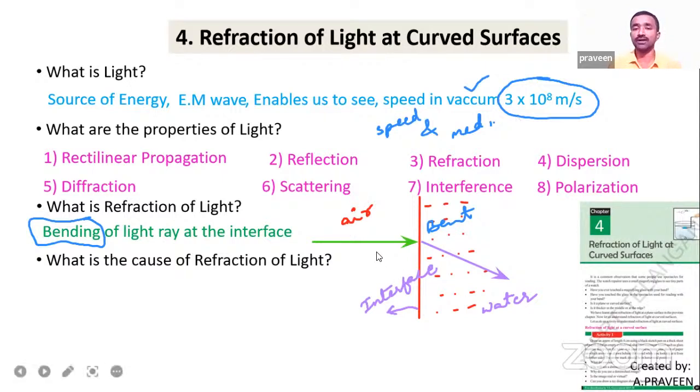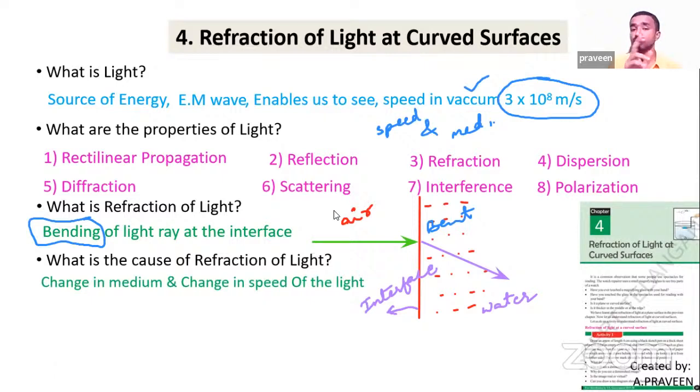So the simple reason we can mention here is the change in the medium and the change in the speed of light. That is the reason for the refraction of light. Then the next question I am asking you: what are the applications of this refraction of light? Are there any applications? Yes, there are applications of refraction of light in our day-to-day life.